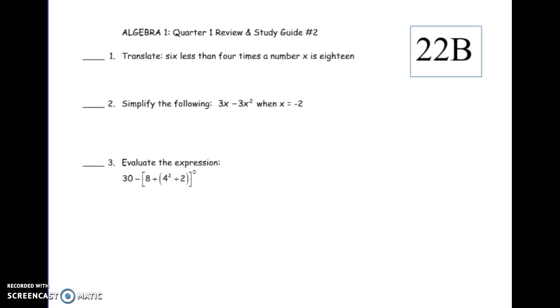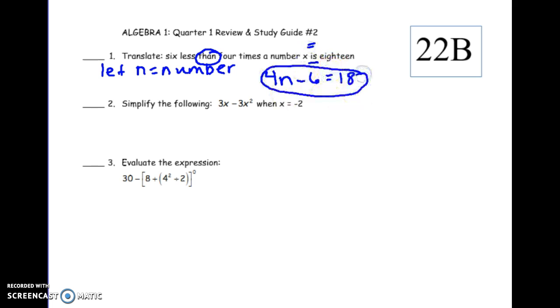Translate 6 less than 4 times a number is 18. So if we do 4 times a number, let n be the number. And if we want to write this, we can say 6 less than 4 times a number. So 4 times a number would be 4n. 6 less than, there's the key word than, it says to put 6 after. Is means it's going to be equal to 18. So there's our answer for number one.